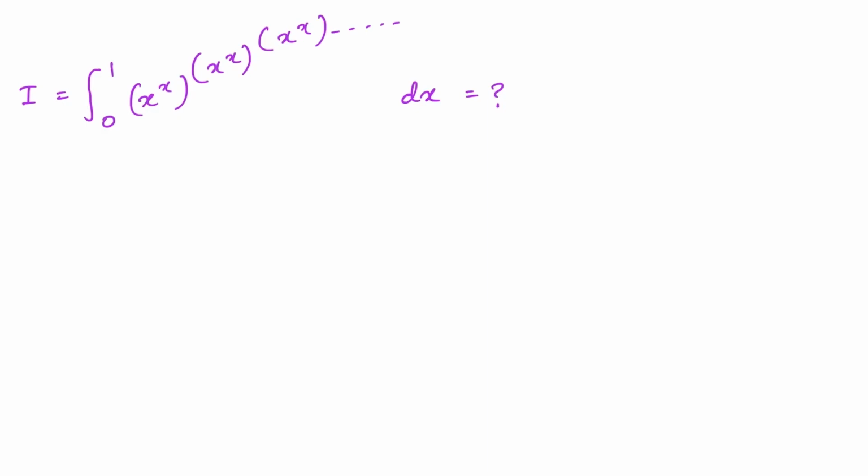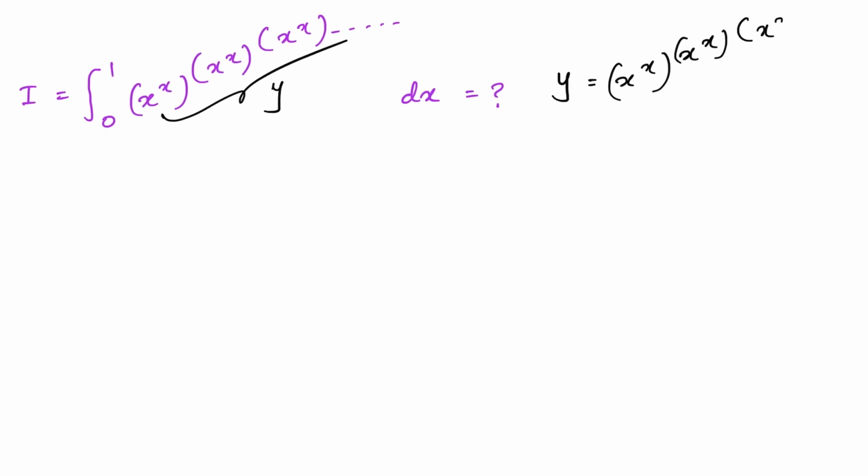In this video, we are going to solve this awesome integral from 0 to 1 of x to the x raised to the x to the x raised to the x to the x, going to infinity. Well, how to begin? First I'm going to take this part equal to y. So y is equal to x to the x raised to the x to the x raised to the x to the x, and so on.